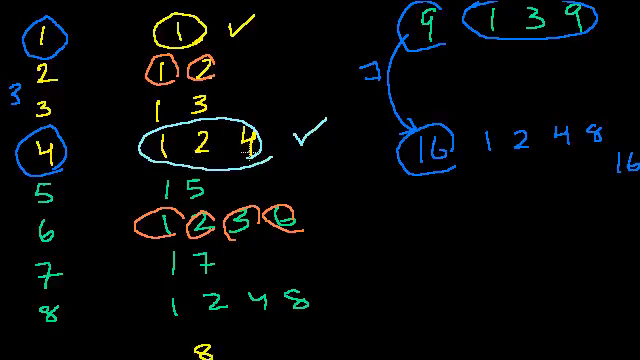1 times 4 is 4, but 2 times 2 is also 4. So we only write the 2 once. 3 times 3 is 9. 4 times 4 is 16. So all of the lights that are going to be on are actually perfect squares. That's why they have an odd number of factors.